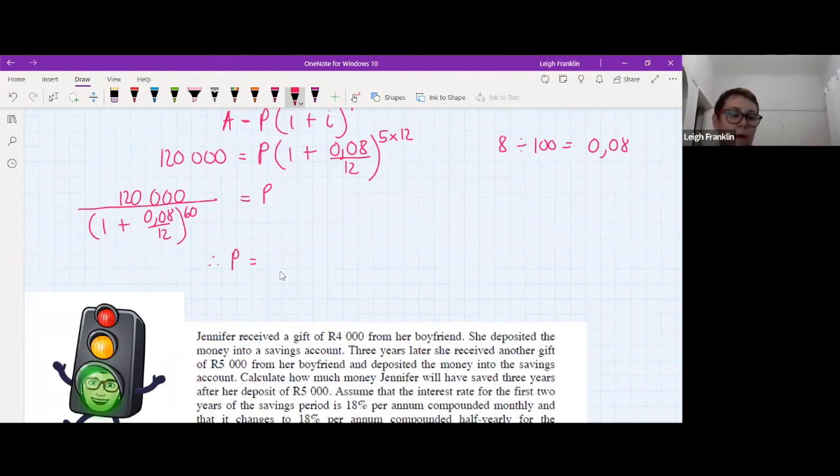Okay. The other way that we can set this out, of course, is that when we want to calculate P, we're going to take 120,000 and we can multiply it by our bracket to the power of negative 60. Does that make sense to everybody?